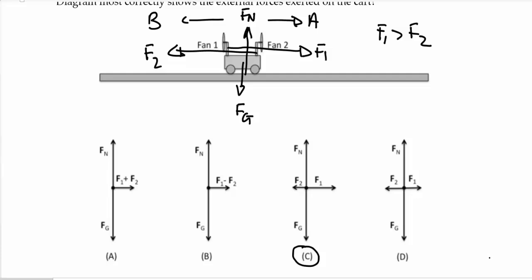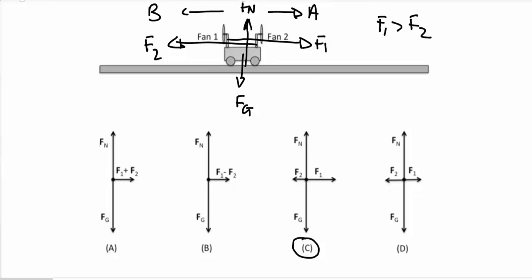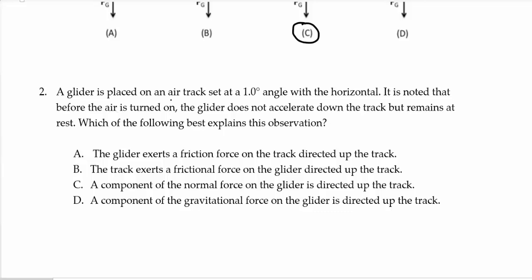How many got it right? Let me see. Great, everybody. Now the next. Number two, a glider is placed on an air track. Whenever you hear air track, it means that there is what? No friction. Which is set at an angle of 1 degree with the horizontal. Now, it is noted that before the air is turned on, the glider does not accelerate down the track but remains at rest. This happens before the air is turned on. Which of the following best explains this observation? The glider exerts a friction force on the track directly up the track.